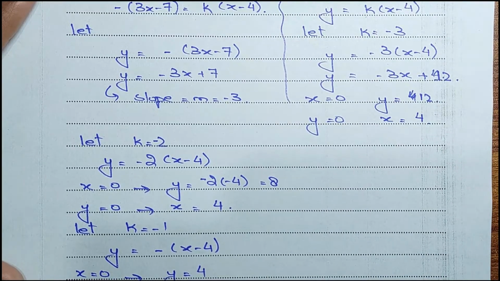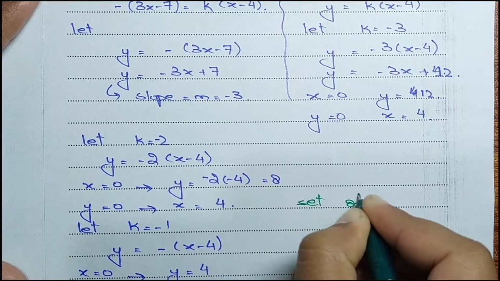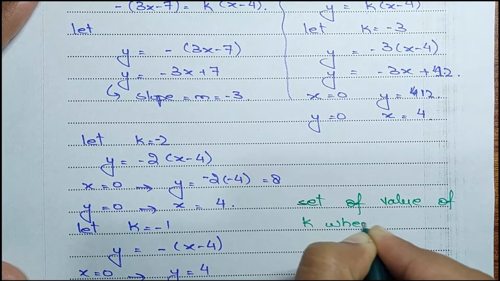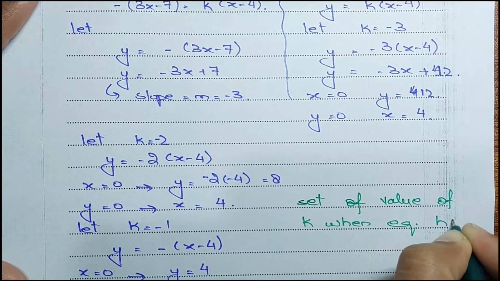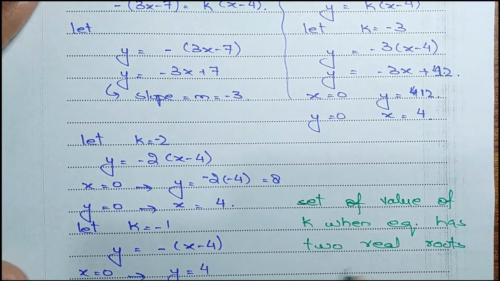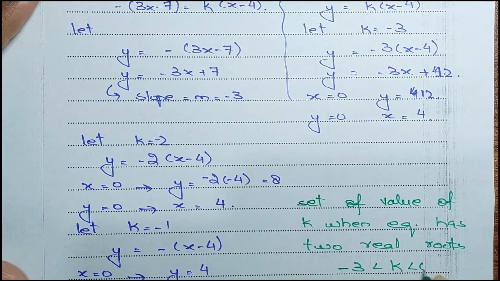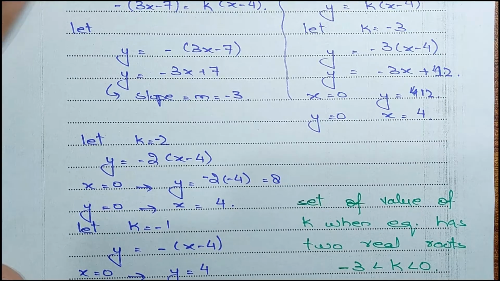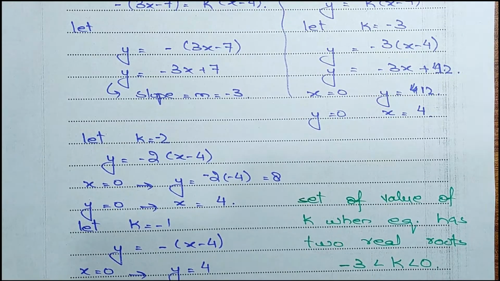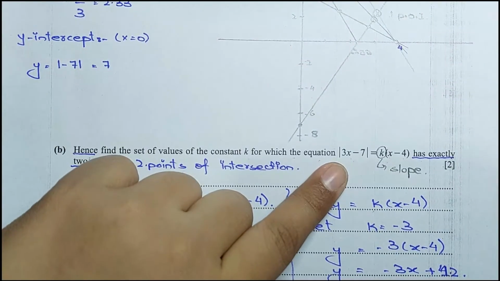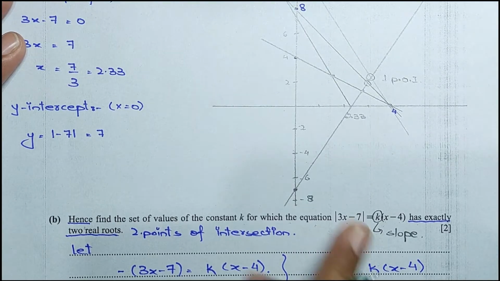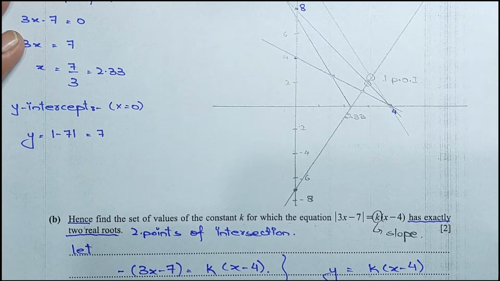So we can say that the set of values of k when the equation has two real roots are when k is between -3 and 0. At -3 it has one solution and at 0 it has one solution, but between -3 and 0 we will get two solutions for this absolute value function. The straight line cuts the absolute value function at 2 points. I hope this makes sense now.